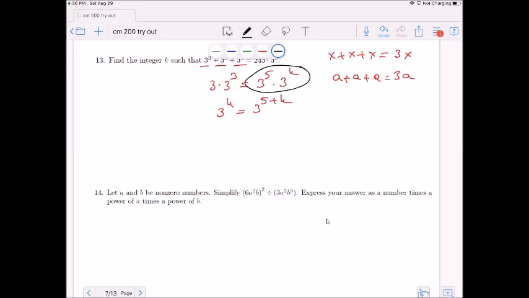Bases are the same, so we add exponents. So this is 4. If the bases are the same, then the exponents have to be the same, right? So 4 is equal to 5 plus k, so k has to be -1. You can simplify it at the beginning to find k is -1. Also, you can solve it this way.